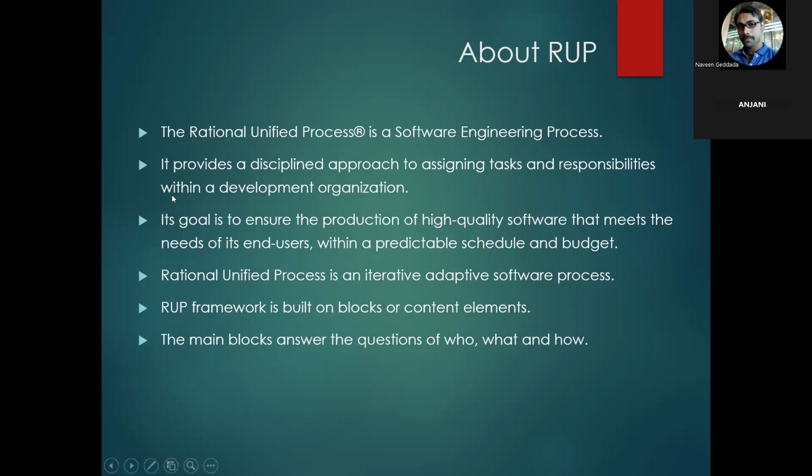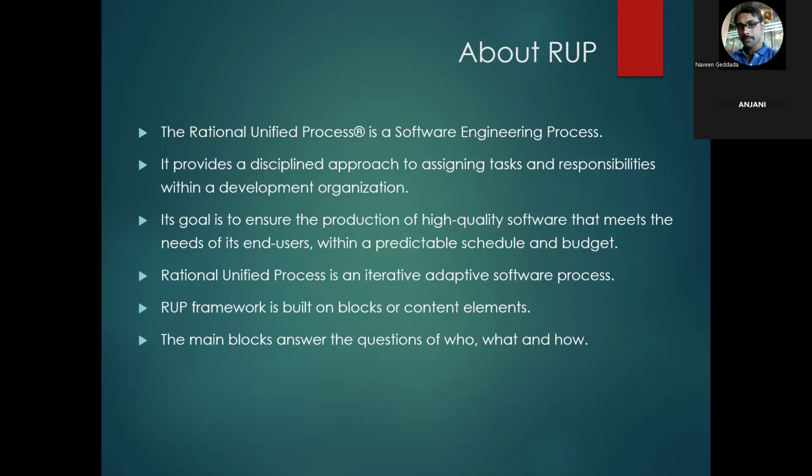If you look at the points in the Rational Unified Process, it is a disciplined approach, which is nothing but agile or Scrum is also a disciplined approach where we assign tasks to the development and the QA team, which is our Scrum team. There also we ensure the production of high quality software which meets the requirements of the end users. And Scrum is also an iterative, adaptive software framework process. The only new thing you identified is that the RUP framework is built on blocks or content elements. This is the only difference when compared with the other processes that support the Agile framework.